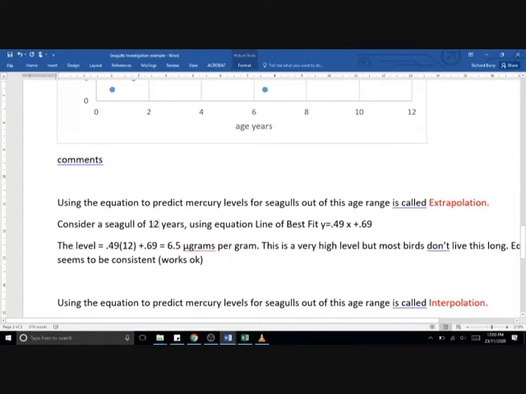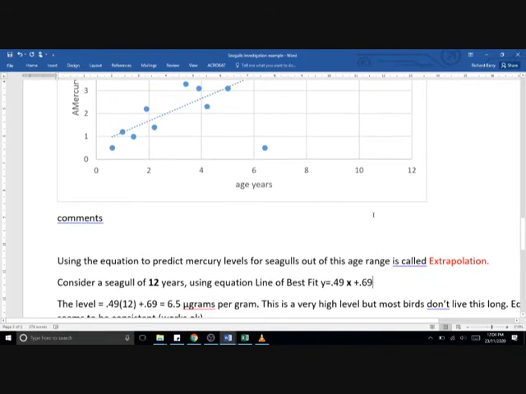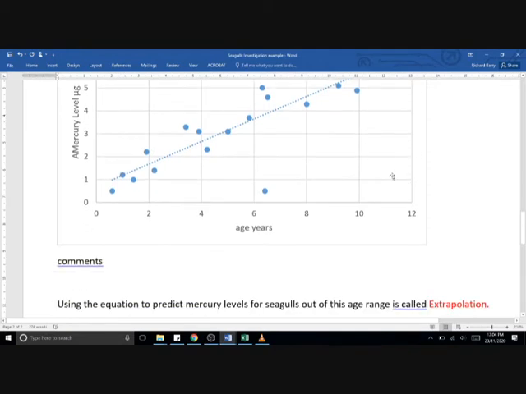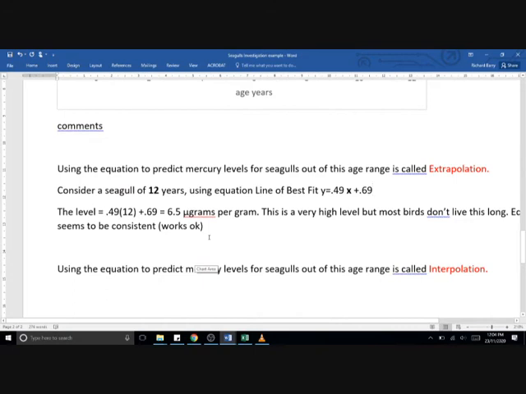That's what's called extrapolation. Now, to make this work, we put the 12 inside the equation where the x is. So the level is 0.49 times 12 plus 0.69, or around about 6.5 micrograms. This is our approximation made using the equation. It's called an extrapolation because it lies outside the data set. Obviously, there'd be no point for me to type the number 20 in here because seagulls don't live to the age of 20. So you have to have some common sense when using this.